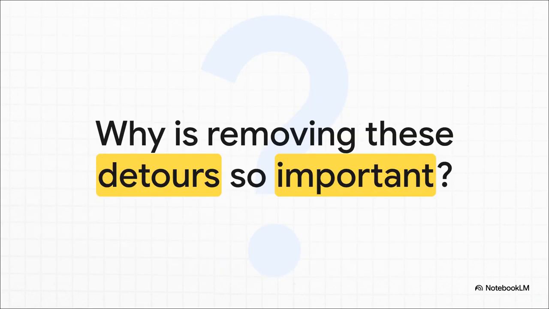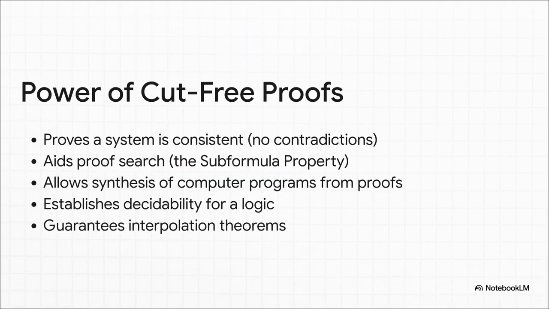Okay, so this all sounds great if you're a mathematician who loves elegance. But so what? Does this really matter for the rest of us? Why is getting rid of these detours so important? Well, it turns out the consequences are absolutely massive. The answer is this is a cornerstone of modern logic and computer science. For starters, it's how you prove a logical system is consistent, that it won't ever contradict itself, which is kind of a big deal. From there, the benefits just keep coming.